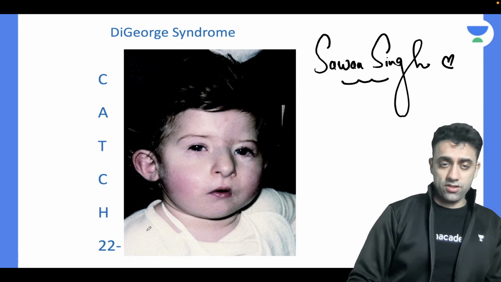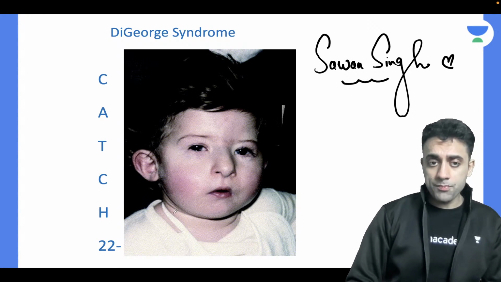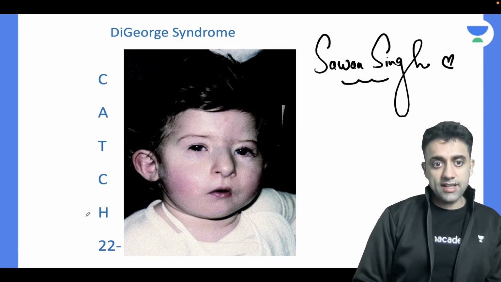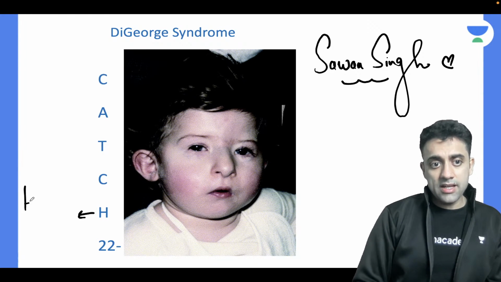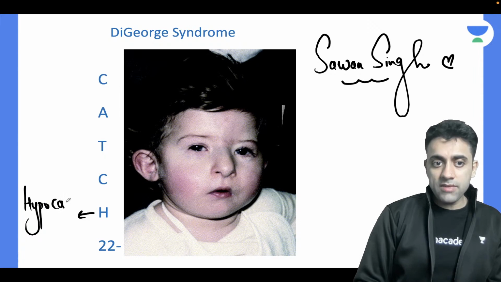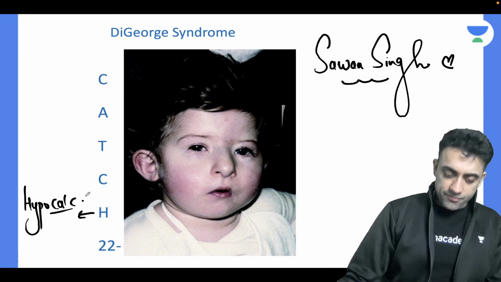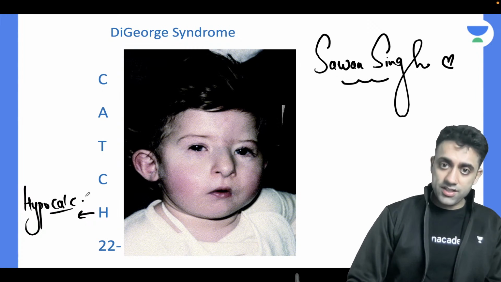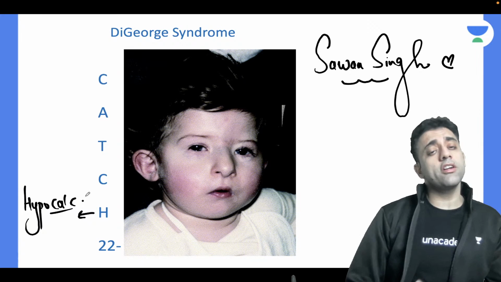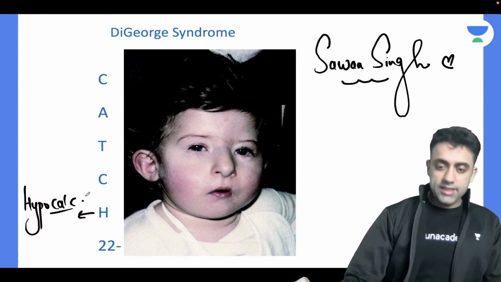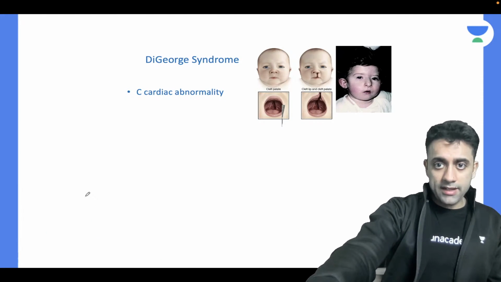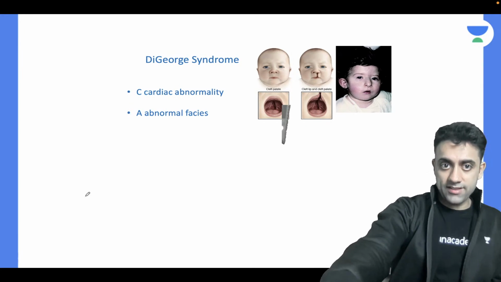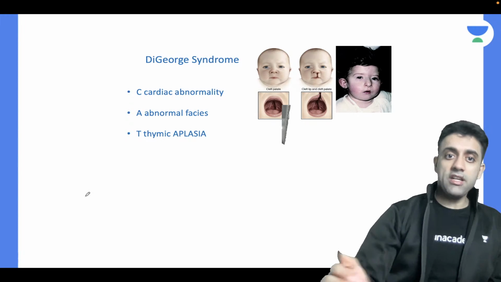So what happens in DiGeorge syndrome? The mnemonic is CATCH 22. Very important. If we come to H in CATCH 22, can anyone tell me? Yes, hypocalcemia, very right. That is one very important point. What are the important findings? The mnemonic is CATCH 22. C for cardiac abnormalities, A for abnormal faces, and T for thymic aplasia.